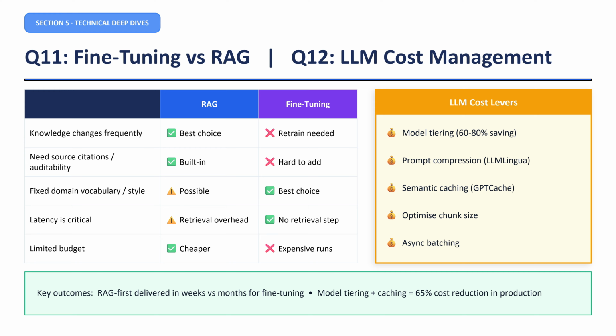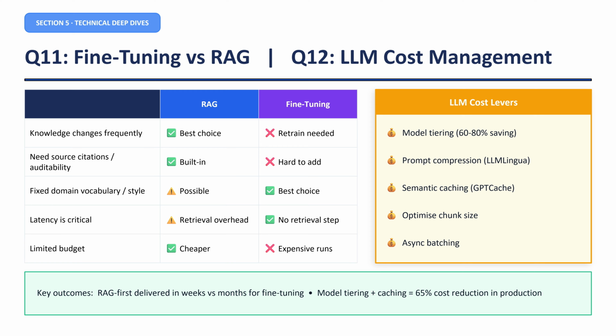Question number 12. How do you manage LLM cost at scale? Five layers. Model tiering: route simple queries to the GPT-4 mini model, and reserve GPT-4 or GPT-5 for complex reasoning. This alone cuts the cost by 60 to 80%.